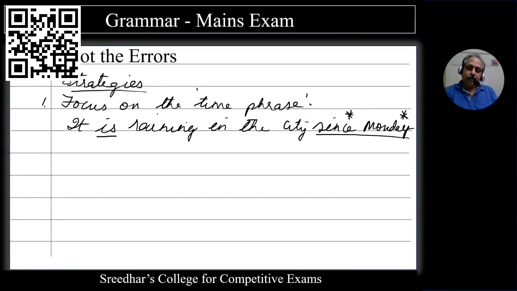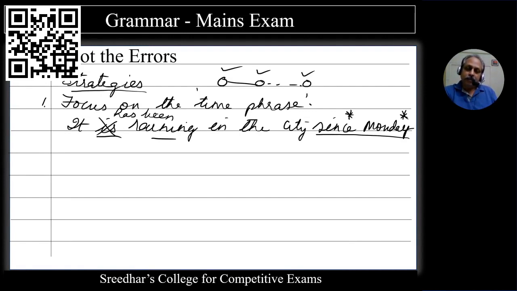But here it is raining. Already the verb is in ing form, present participle. Here the situation talks about something started in the past, it is in the present, it may go into the future. So here, with since Monday, we cannot use present continuous. It should be, it has been raining in the city since Monday. It should be in present perfect continuous.